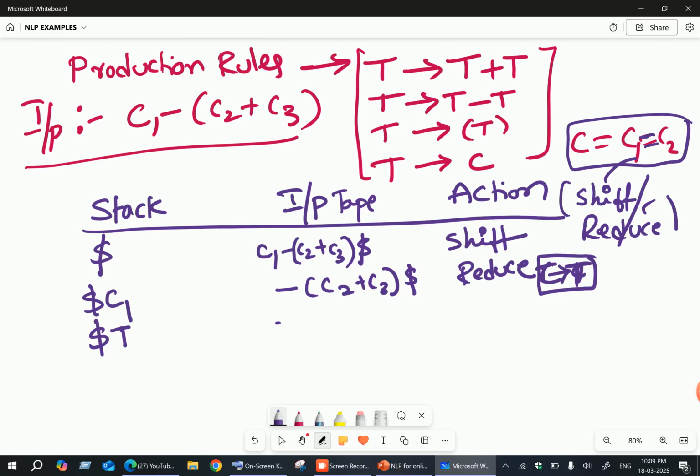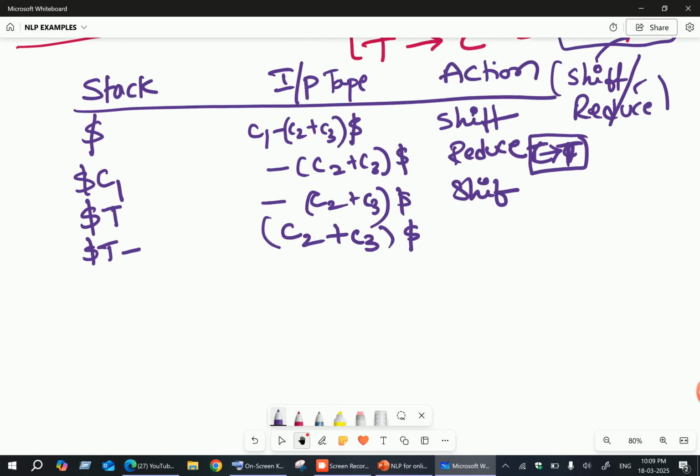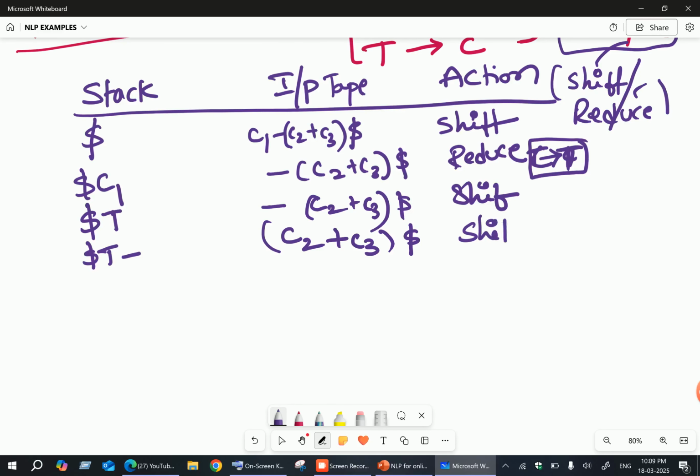After that the leftover string is same as usual, that is minus C2 plus C3 of dollar, and we will perform the shift action. So one shift action means dollar T minus, and the leftover string is C2 plus C3 and dollar. Again we need to perform the shift action. So what is the shift action? We are going to transfer this parenthesis to the stack. Dollar T minus of, and the leftover string is C2 plus C3 dollar, and again we will perform the shift.